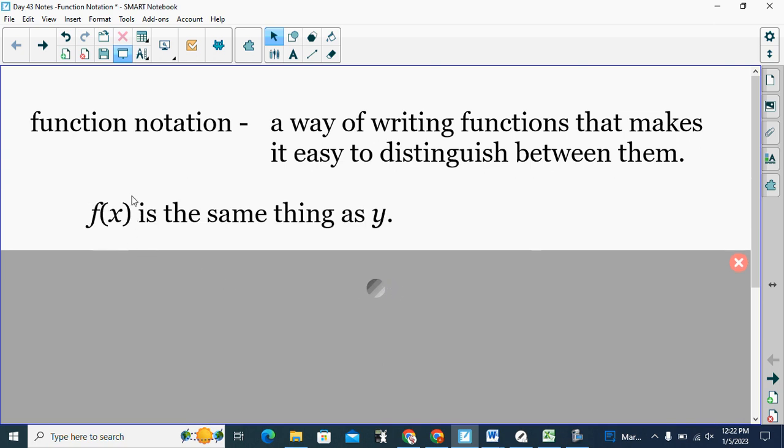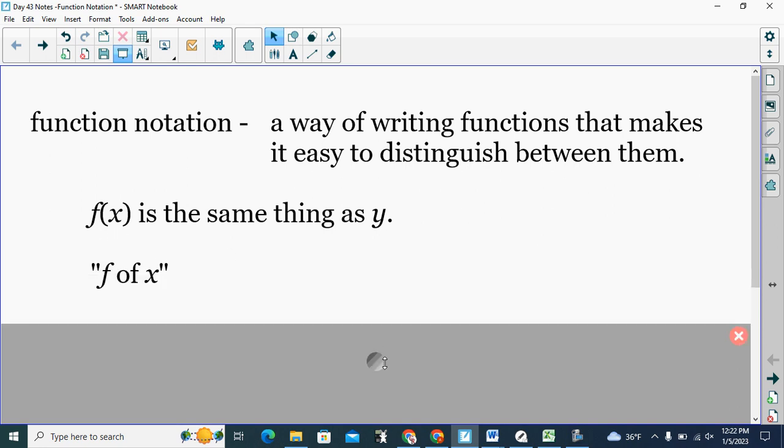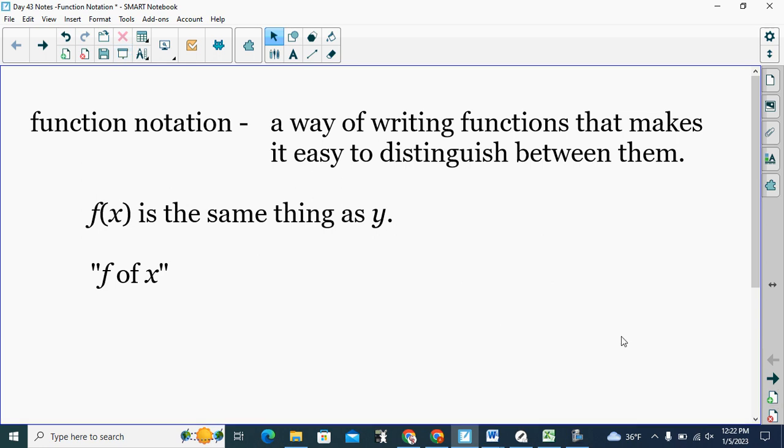So this right here, f with an x in parentheses next to it, or it could be a g, or it could be an h. Those are the most common ones, but really the function could be defined as any letter, usually f, g, or h. f of x is the same thing as y. It means the same thing as y, it's just another way of writing y. And I just read this part out loud. Again, that is read f of x. f is the function, x is telling us what the variable is. f of x.